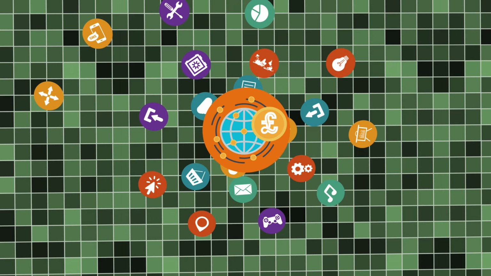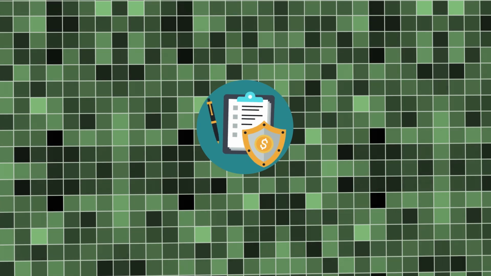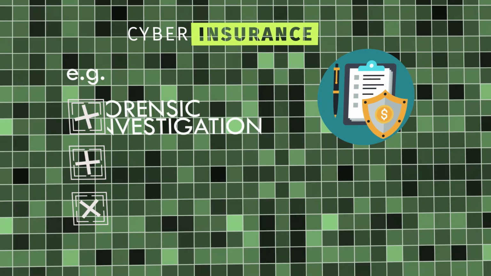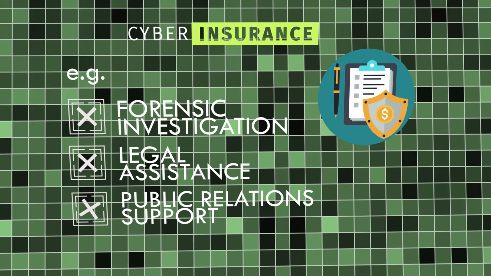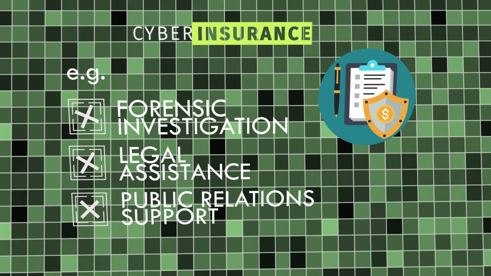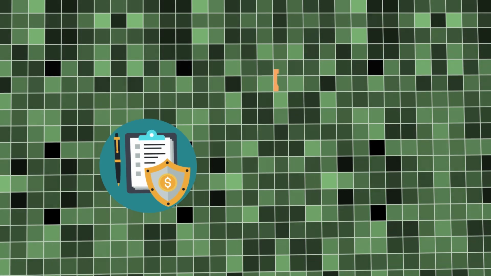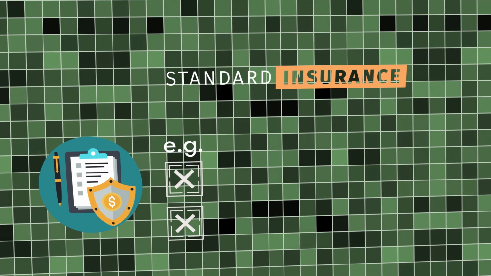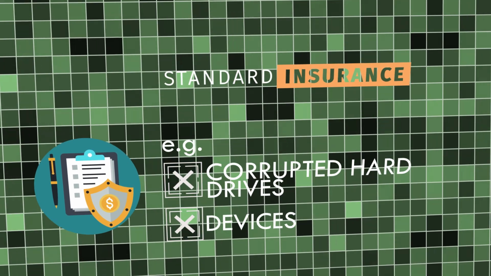This is where cyber insurance helps. Policies provide organizations with the means to implement incident response measures such as forensic investigation, legal assistance, and public relations support. These activities aren't typically included in standard business insurance policies, which usually only cover costs related to technical issues such as corrupted hard drives and lost devices.